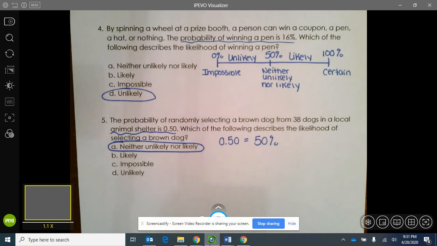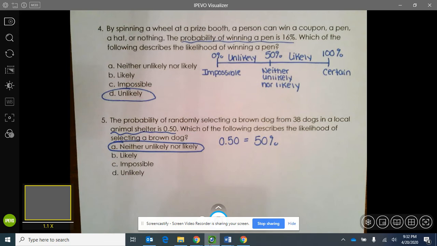Okay, let's pick up right where we left off and finish going over questions 4 and 5 from the check-in that you just completed on Google Forms. So for questions 4 and 5, they both deal with the likelihood of events. So for number 4, by spinning a wheel at a prize booth, a person can win a coupon, a pen, a hat, or nothing. The probability of winning a pen is 16%. Which of the following describes the likelihood of winning a pen?